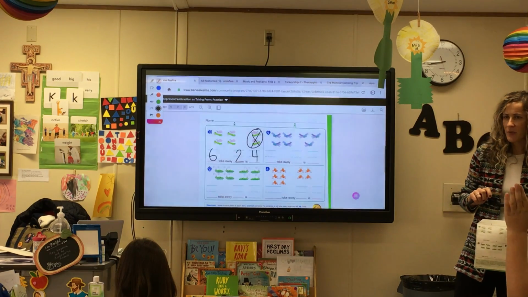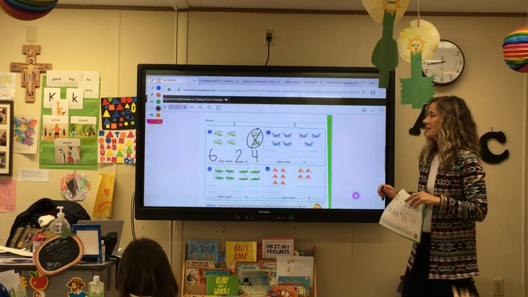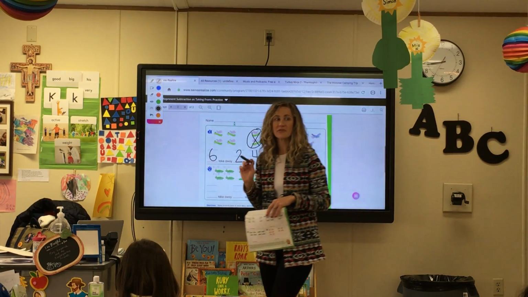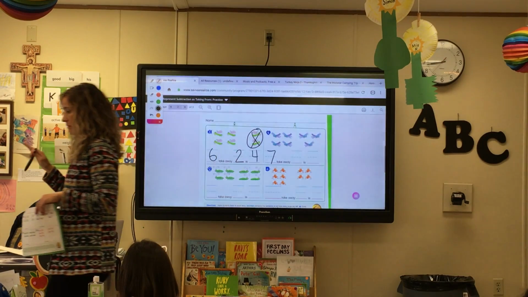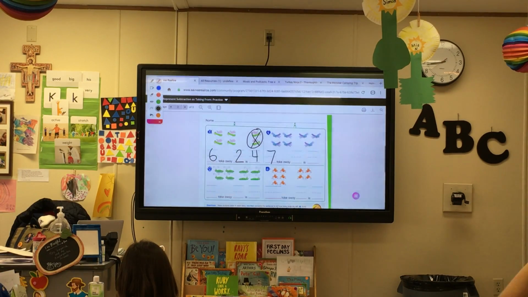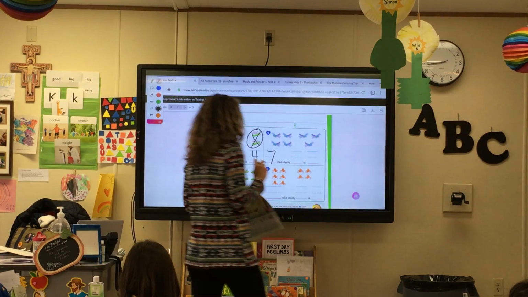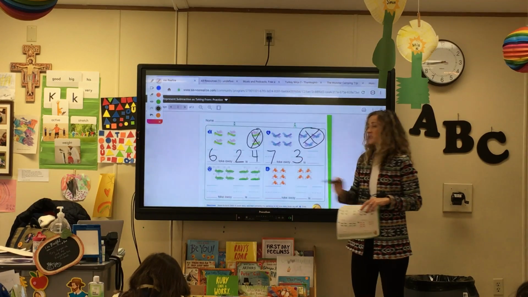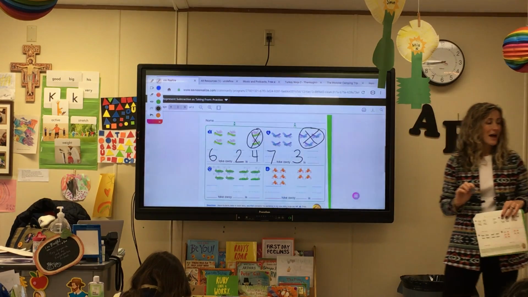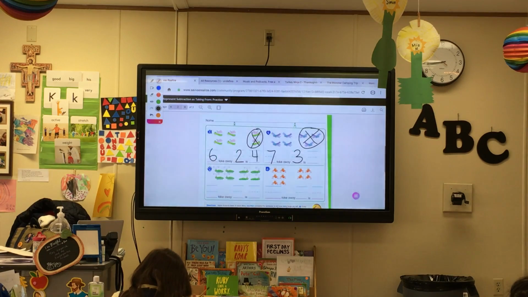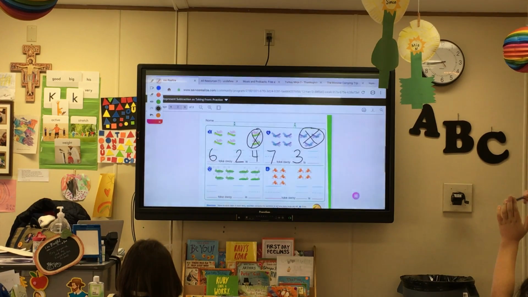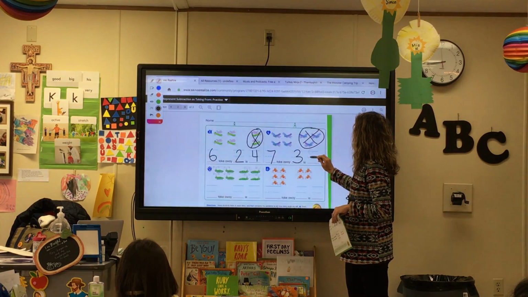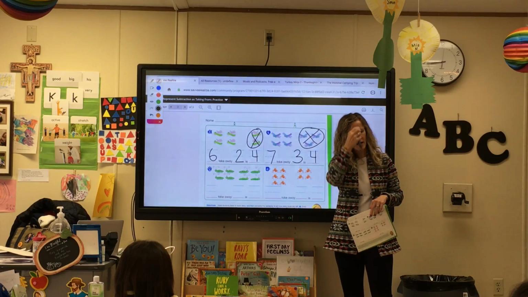How many dragonflies do we have all together, Francesca? 7. 7 is correct. Okay, so let's start with 7. How many dragonflies are we going to take away, Simon? 3. Very good. So circle and cross off those dragonflies that are flying away. Here they are. There's 3. So 7, take away 3 is how many are left? How many are left? Leo, how many? 4. Very good.